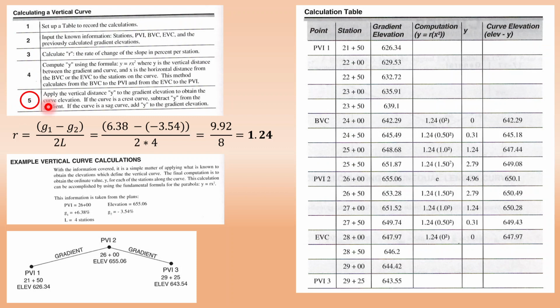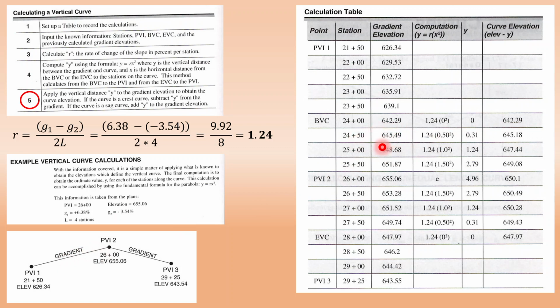Last step is to apply this y dimension to your gradient elevation to obtain the curve elevation. So you're simply taking your gradient elevation and you're always subtracting y. And I say always subtracting y because in a crest curve example like we have here, right, we have a crest curve connecting these two gradient lines. Our gradient elevation is above the design elevation. And if our y value is positive, we're subtracting that value, so we're actually going to get a lower elevation along our curve than we had out here at the gradient line.